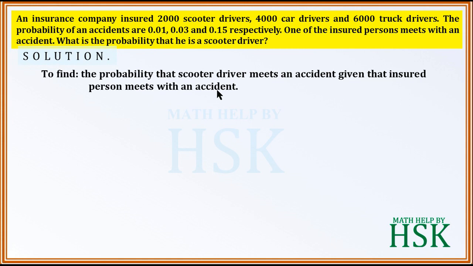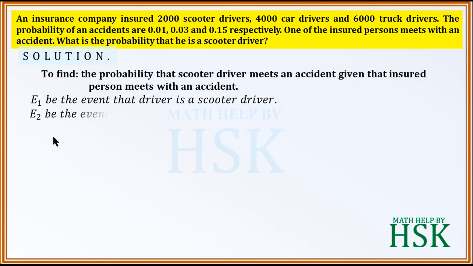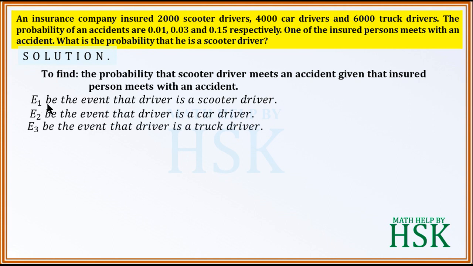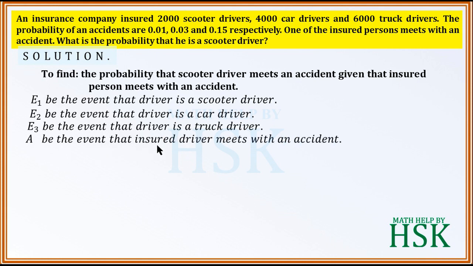Now to solve this question, we assume three events: E1, E2 and E3. E1 is the event that the driver is a scooter driver, E2 is the event that the driver is a car driver, E3 is the event that the driver is a truck driver. And A is the event that the insured driver meets with an accident. So we require to calculate the probability of E1 given A, that is, the probability that the driver is a scooter driver, given that an insured driver meets with an accident.